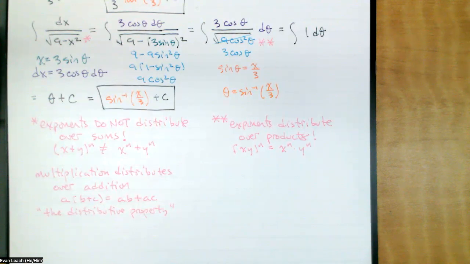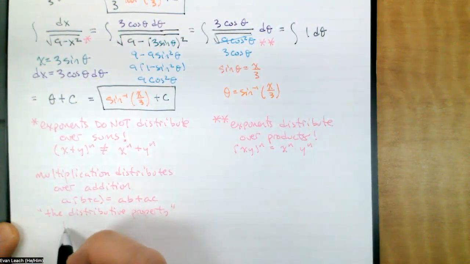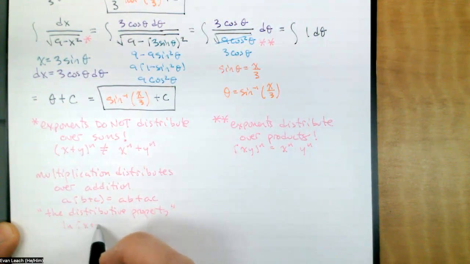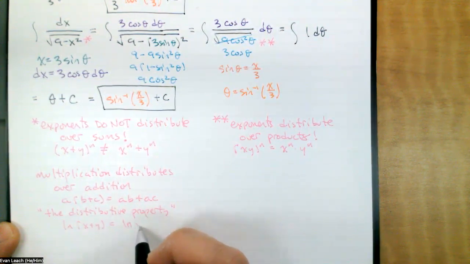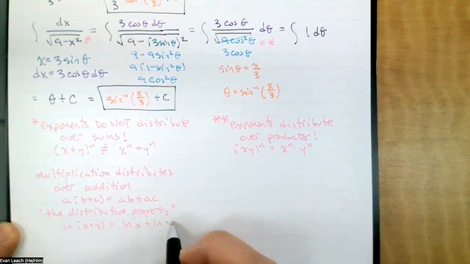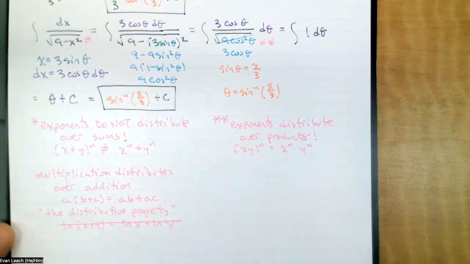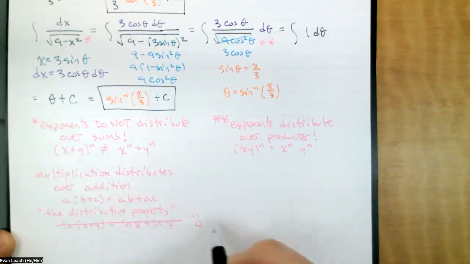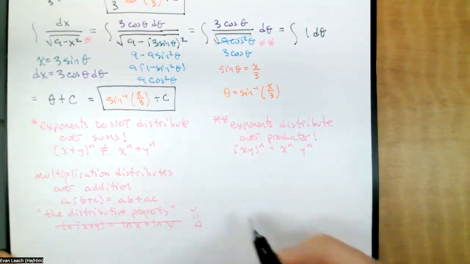A times (B plus C) equals AB plus AC. Then you come along, and of course your teachers are difficult about it. They say, oh, natural log of X plus Y. And you're like, oh, I've seen this before. I'll distribute: natural log of X plus natural log of Y. And then your teacher's like, oh no. Your teacher's all mad at you.